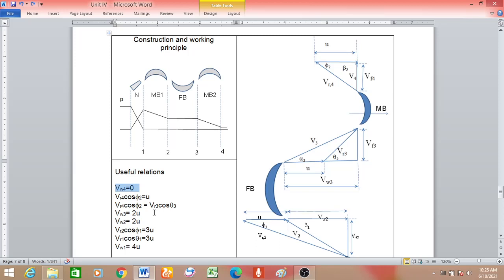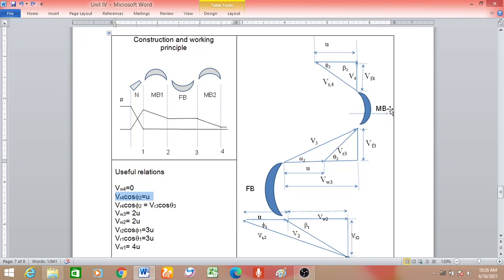Okay, so what does it mean? VW4 equal to 0 means the tangential component of VR4, that is the entire thing, VR4 cos phi 2, which is the tangential component of the relative velocity at outlet, must be equal to u. The entire thing will be equal to u, because we have no whirl velocity component at outlet. So VW4 equal to 0 means VR4 cos phi 2 must be equal to u.